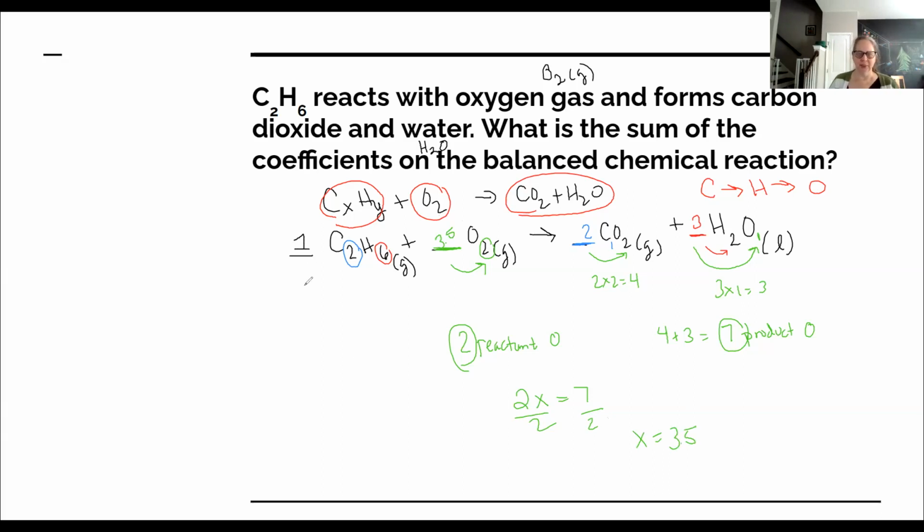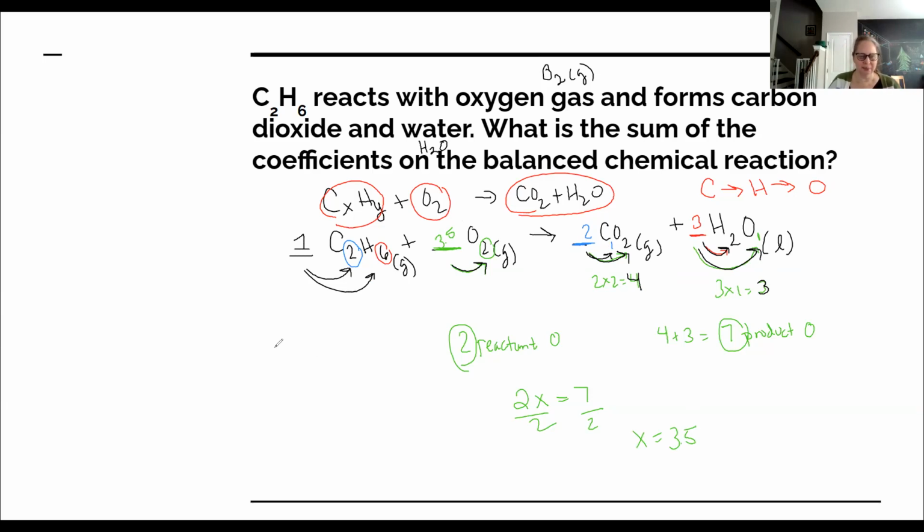All right, let's double check. 1 times 2 is 2 carbons. 2 times 1, 2 carbons. 1 times 6, 6 hydrogens. 3 times 2, 6 hydrogens. 3.5 times 2, 7 oxygens. 2 times 2 is 4. 3 times 1 is 3, 7 oxygens.